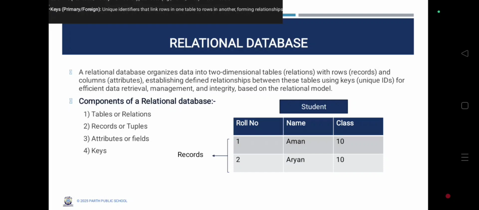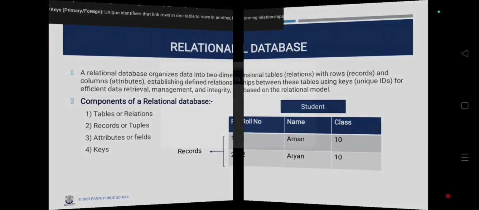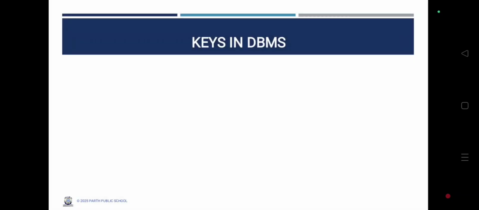And next, the concept of keys. In a relational database, data is not stored in a single table. We have to store the data in multiple tables to maintain the accuracy of the data and to reduce the redundancy of data. So the next very important concept is related to keys in DBMS.